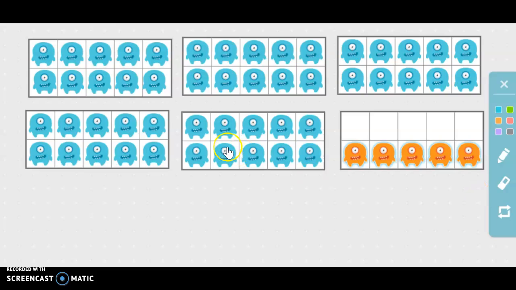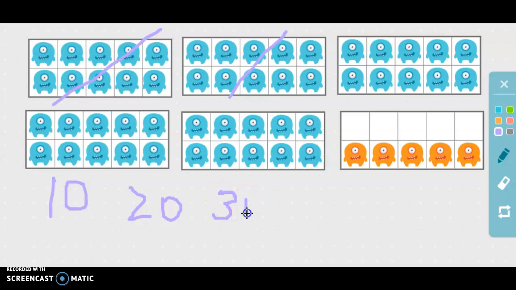So let's try that. So if we count, this one is a 10. And if we're counting by tens, that would be 10, and the next one would be 20. And the next one would be 30. Then the next one would be 40. And then we have 50.